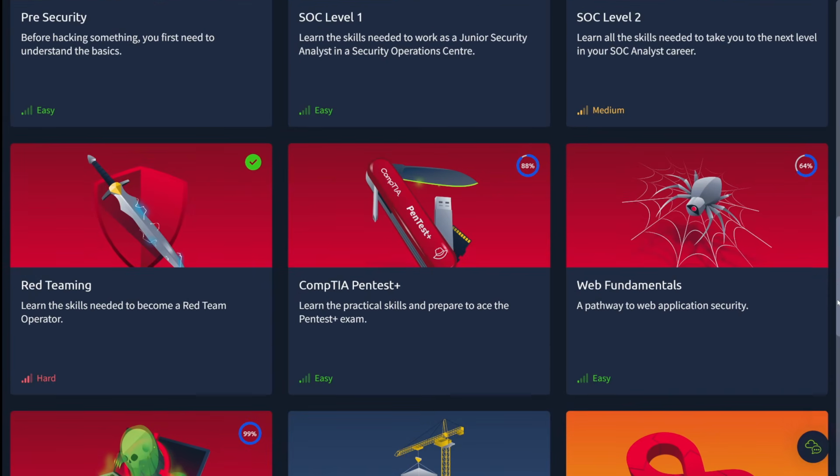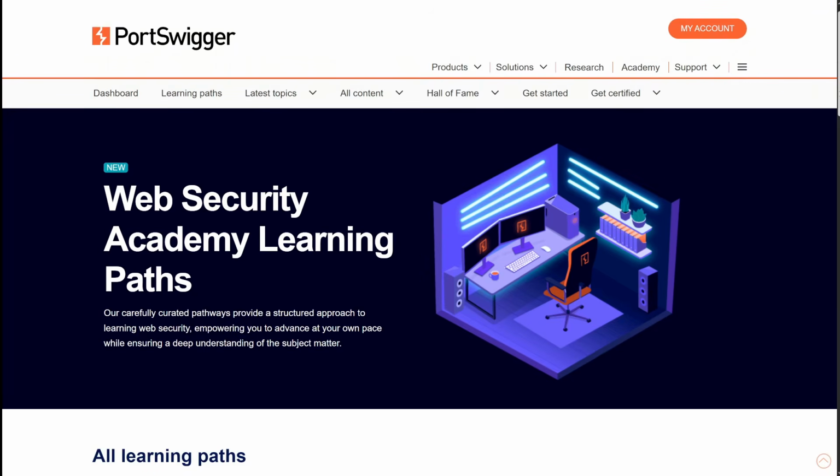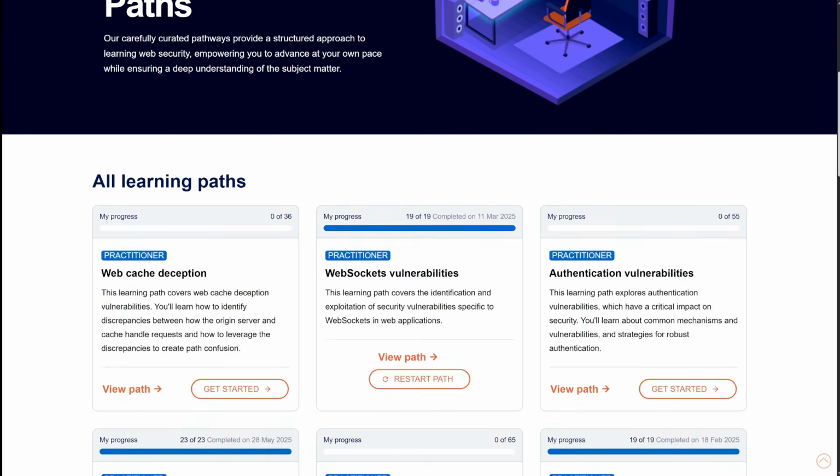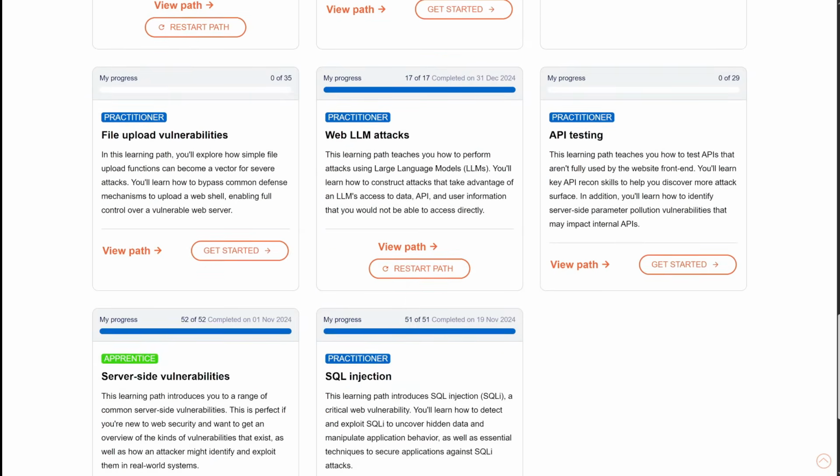Step 2, learn the fundamentals of web technologies. Start with TryHackMe's Web Fundamentals path. Once you finish that, move on to their Web Application Pen Testing path. Alongside that, consider going through the PortSwigger Web Security Academy. It's free and many people consider it one of the best resources available.